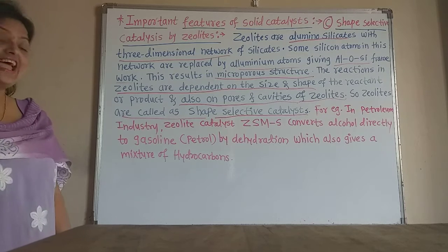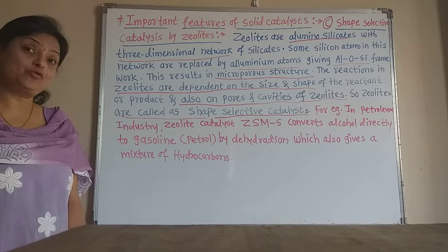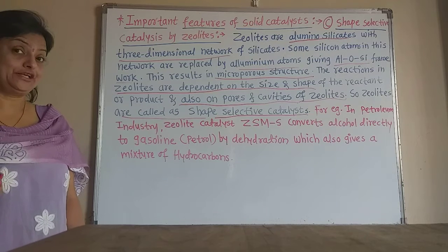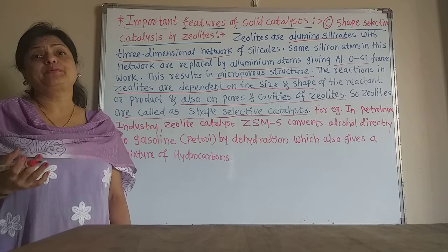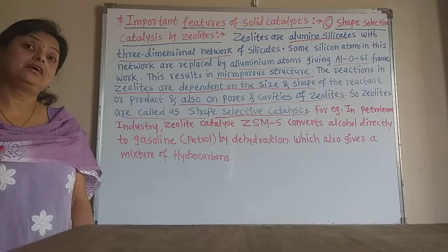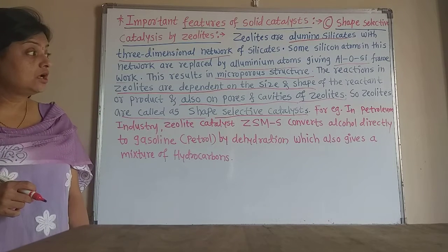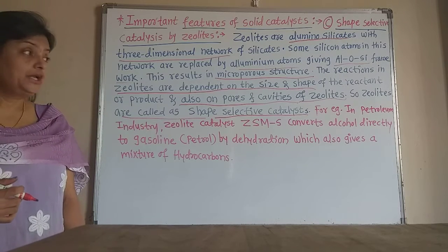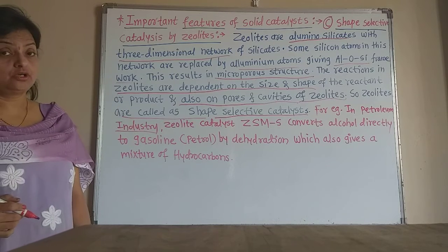That means they act as shape selective catalysts for the reactant molecules and product molecules. How the pores and cavities are on the surface of the zeolites depends on the reaction rate or adsorption of the reactant molecules. Now, for example, in the petroleum industry, zeolites are used.